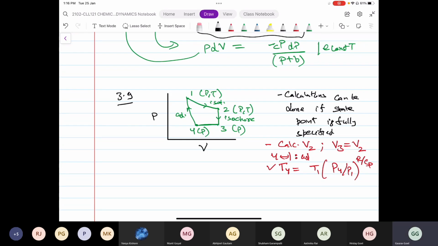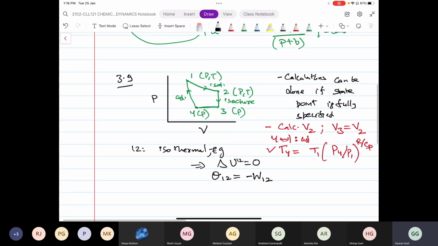So you can complete calculations. Let's take the example of step 1 to 2. It is isothermal. Ideal gas is given. So from here, I can say internal energy change would be 0. And therefore I get the relationship between Q and W. You can calculate one, and you will get the other. Similarly, you can go about the other steps also.